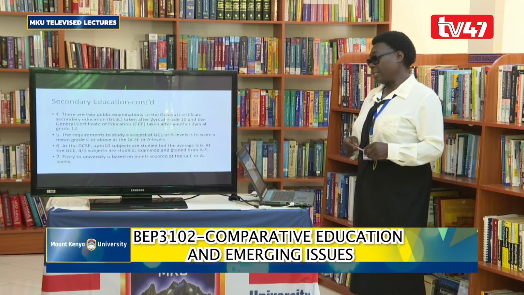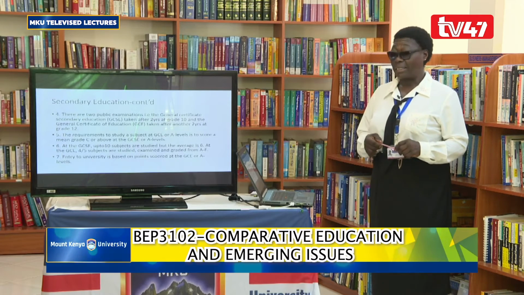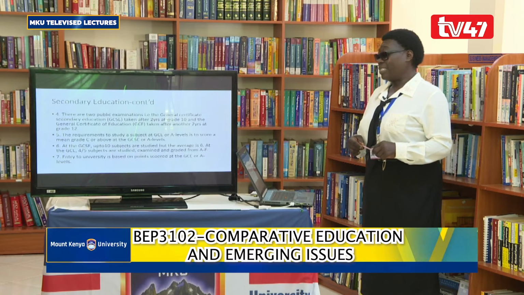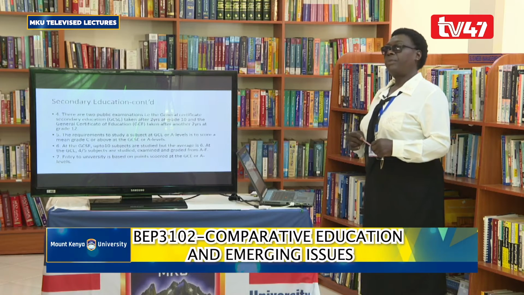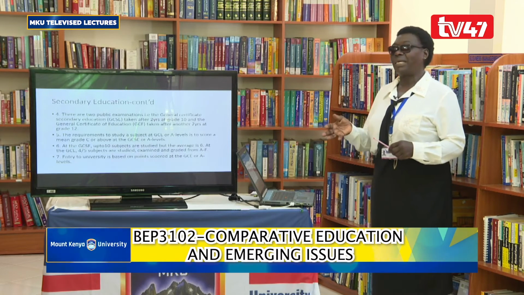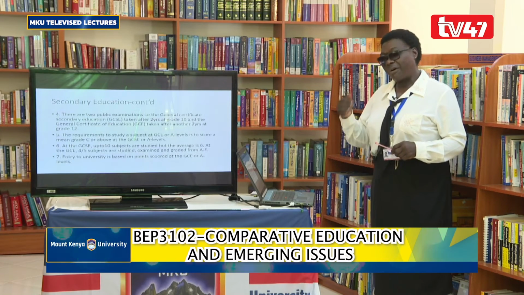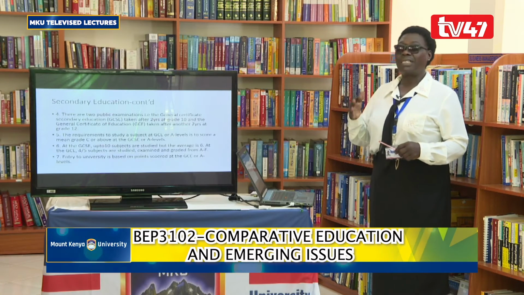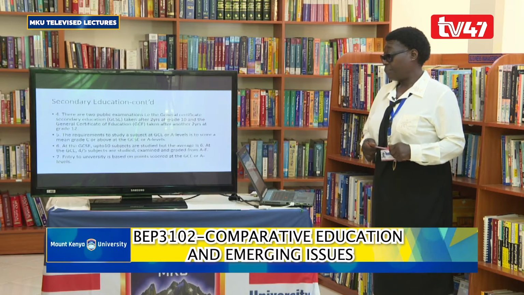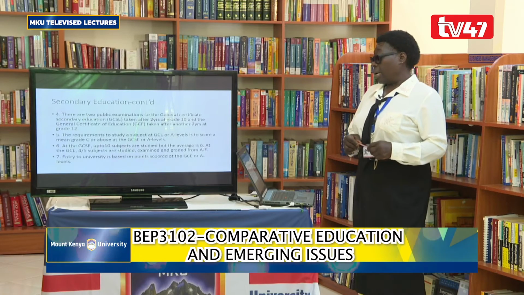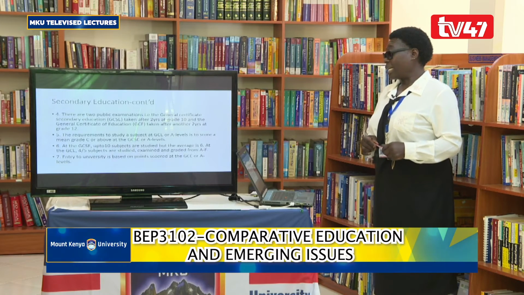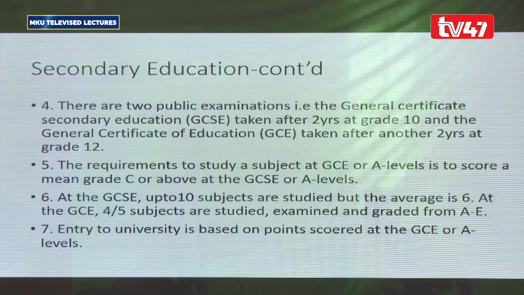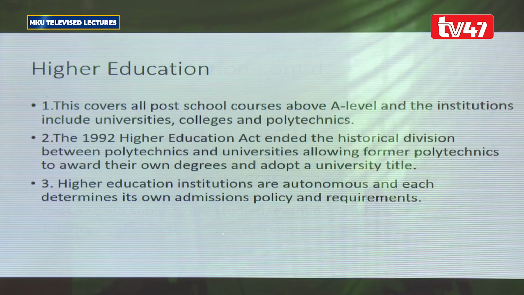At the GCE, students study 10 subjects, but the average is 6. We know in our system, at Form 1 we study about 12 to 13 subjects, but at Form 4, you can do an average of 7 subjects at KCSE. Then at the GCE, after studying the 10 subjects with an average of 6, at advanced level, you can only study 4 to 5 subjects, which are examined and graded from grade A to E.